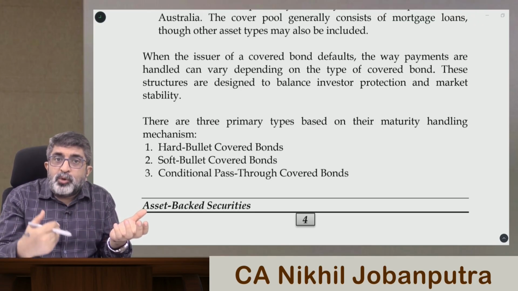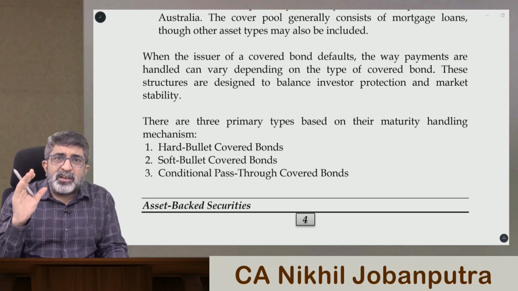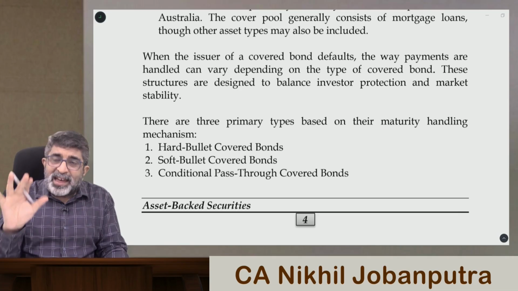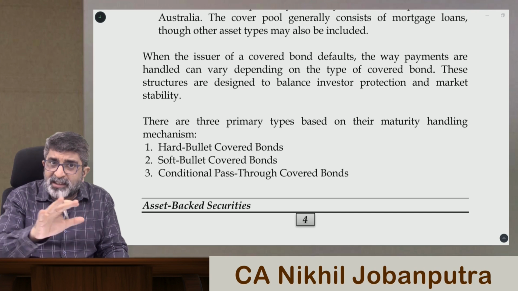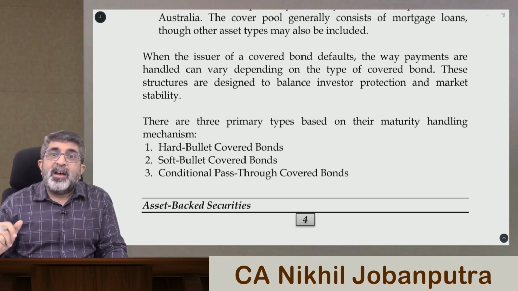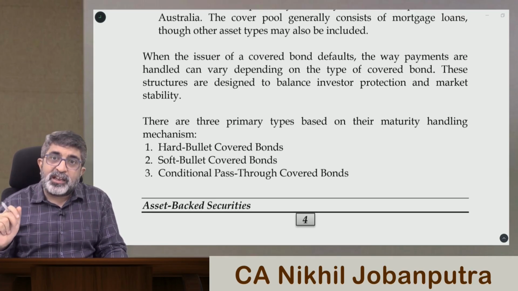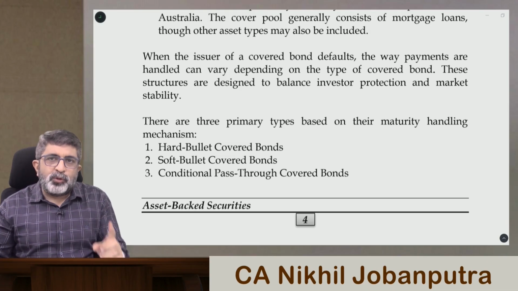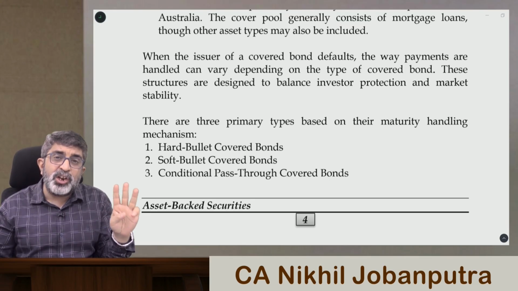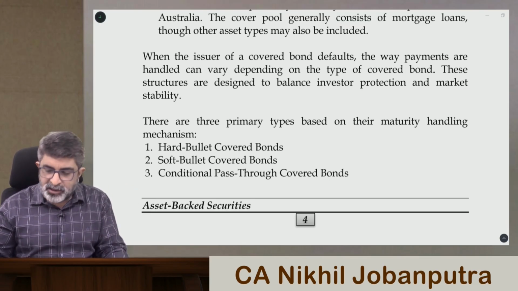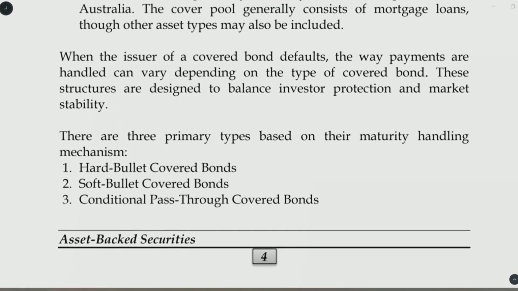That means you will have to transform these bonds into covered bonds. This actually gives a kind of relaxation even to the investors. They are finding this bond as quite safe to invest, and the issuer will be losing control over these assets if any default is made. So hard bullet covered bond, one category, soft bullet covered bond, another category, and conditional pass-through covered bond, the third category. So let us do one thing. Let us read about these three bond categories in detail.